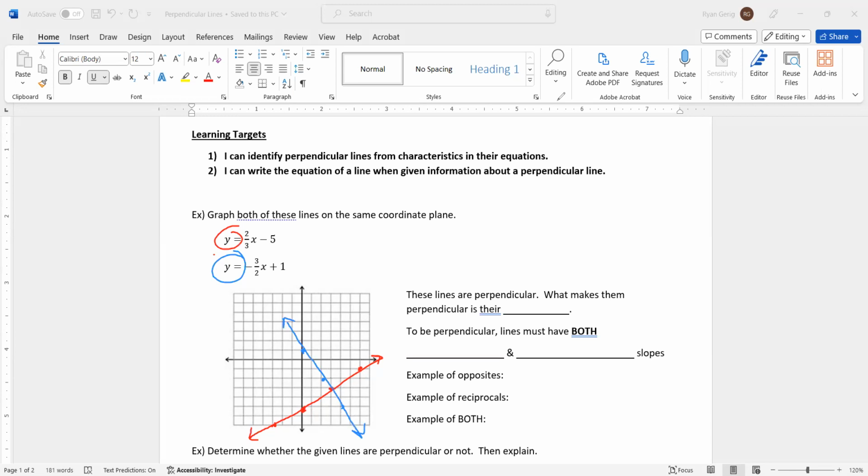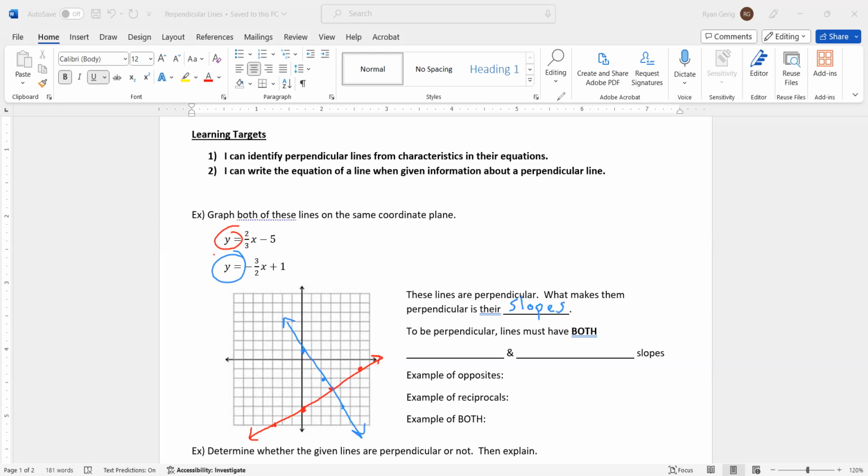And you can see that those intersect. That should make sense because the slopes are different. But perpendicular does not mean just intersecting, first of all. Okay, these lines are perpendicular. What makes them perpendicular, or what identifies them as perpendicular, is their slopes.